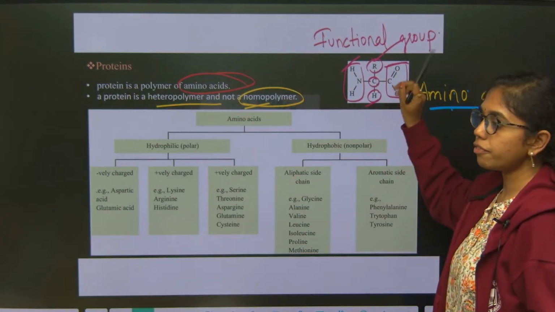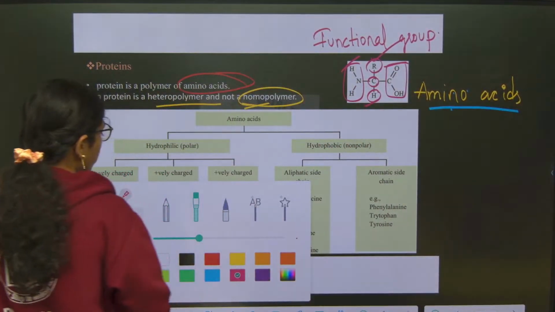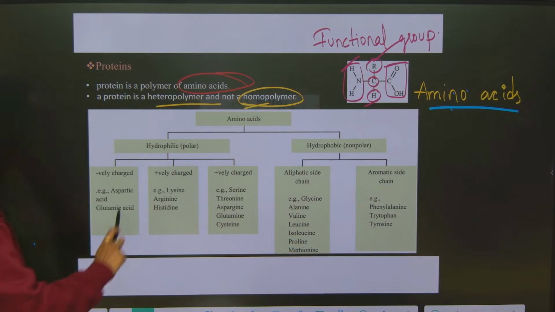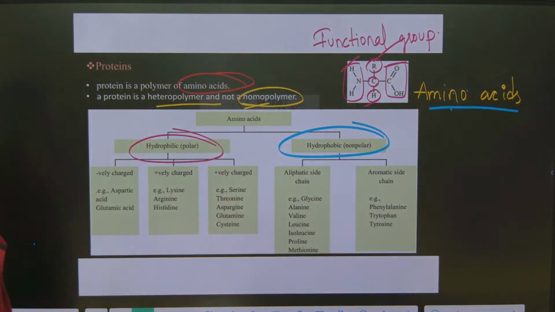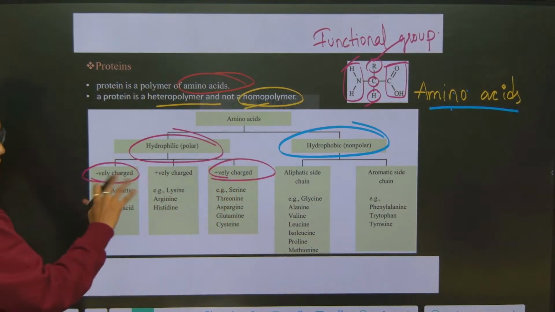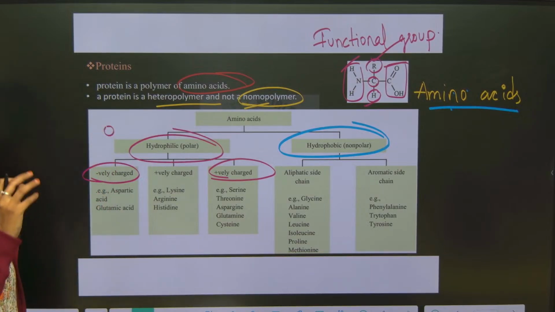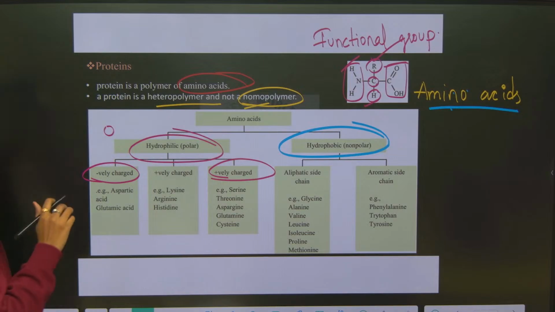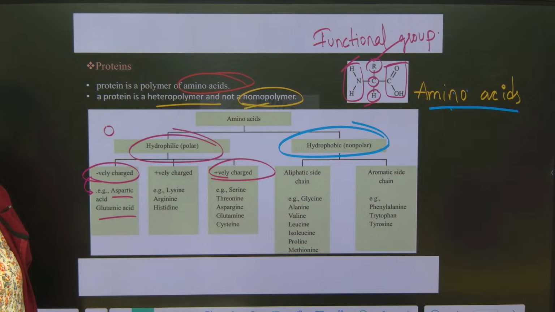Because it has different functional groups, that is the R group. Okay. Now, amino acids, here if you see, we have two types of amino acids. Okay, what are they? Hydrophilic polar amino acids and hydrophobic non-polar amino acids. So, among hydrophilic polar amino acids, here we have positively charged and negatively charged amino acids. Hydrophilic polar means they will attract water molecules. Negatively charged includes what? Aspartic acid and glutamic acid.